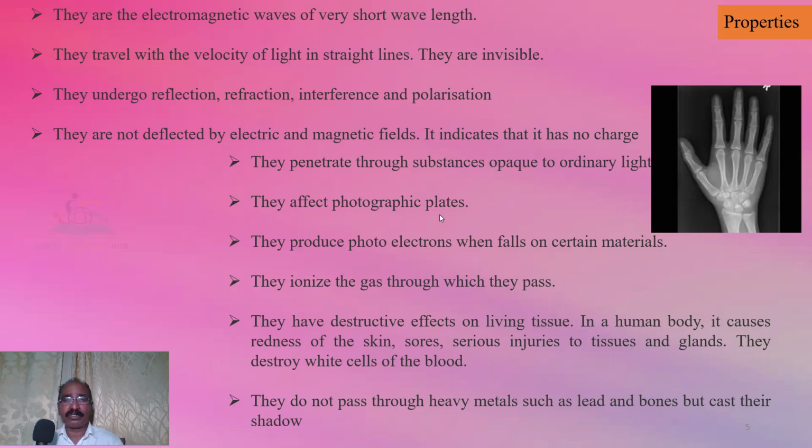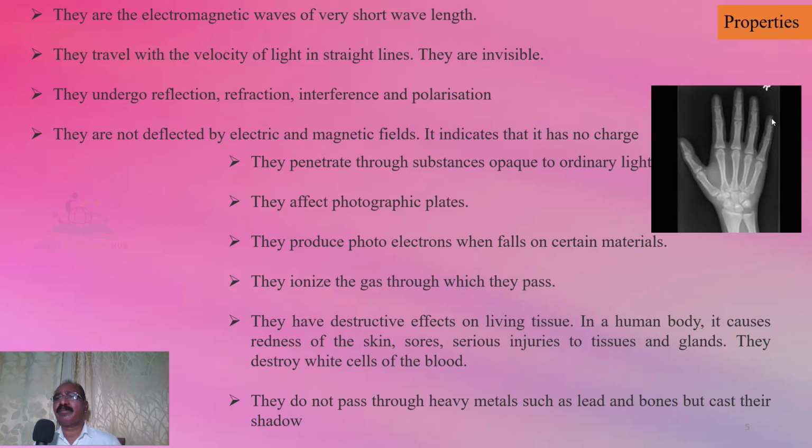They affect the photographic plates. They produce photoelectrons when they fall on certain materials. They ionize the gas through which they pass. But they have destructive effects on living tissue. In a human body, it causes redness of skin, sores, serious injuries to tissues and glands, and they destroy white cells of the blood.